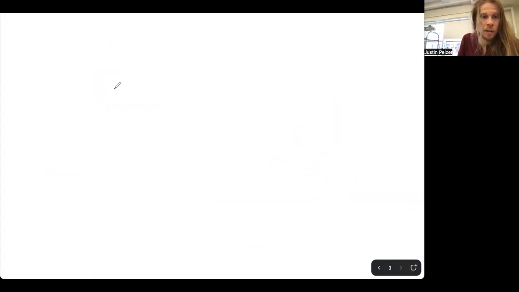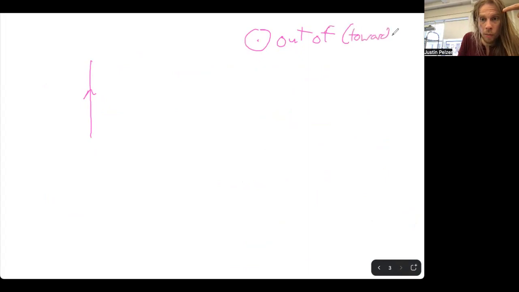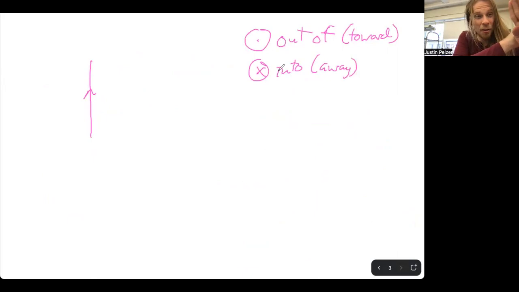All right, so pause that if you need to. For instance, if I have a wire going up, I use a dot to mean out of the page, like an arrow coming at your face. You see the tip out of or toward my face, and X is into the page or away from my face. That's like the feathers of the arrow going away from me.